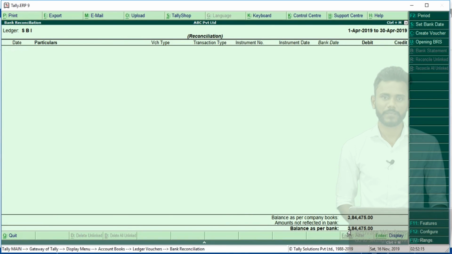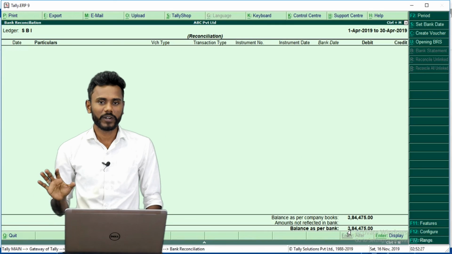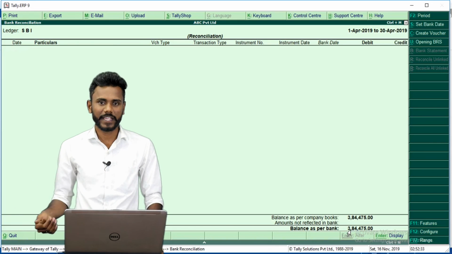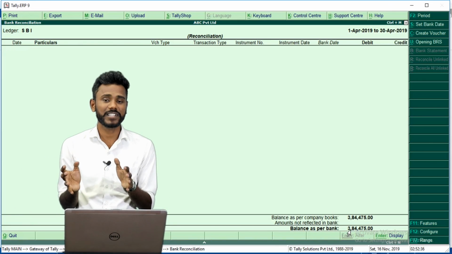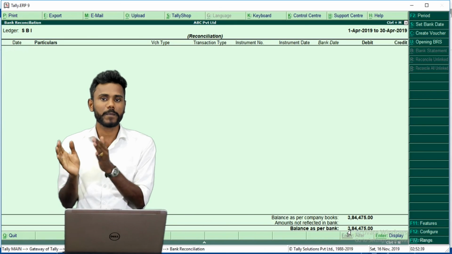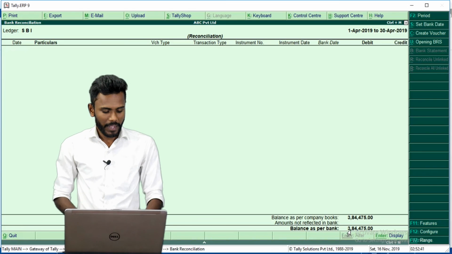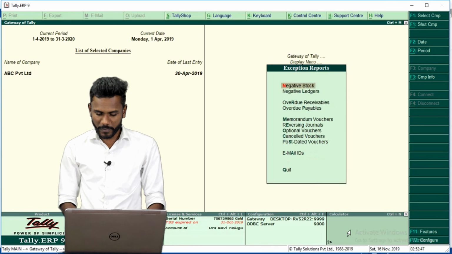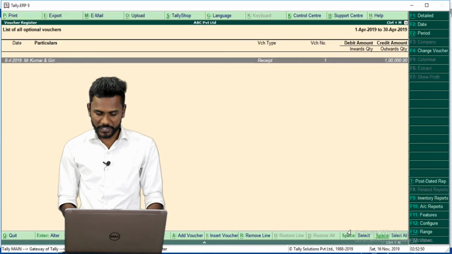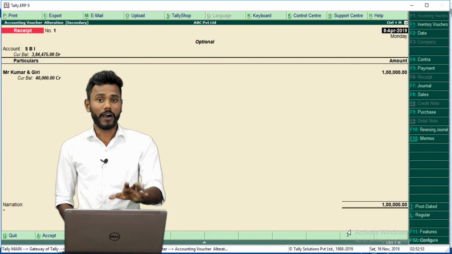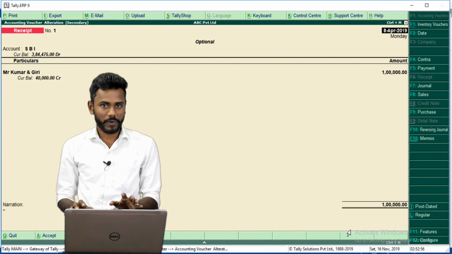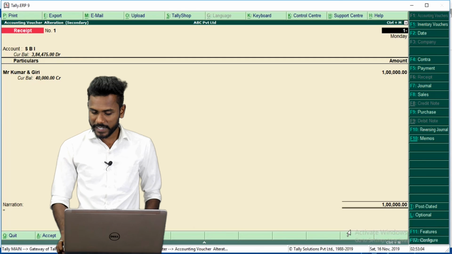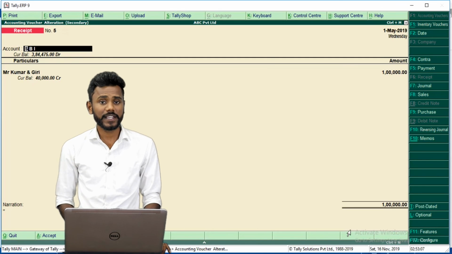Here one thing to remember: we kept one transaction pending. If you deposit that Aurora check, which was recorded on 8th April and converted into pending, in the bank on 1st May, just go back to Display, open Exception Reports, and open Optional Vouchers. On 1st May, if it is deposited in the bank for clearance, press Ctrl plus L, change the date to 1st May, and press Ctrl plus A to save the voucher.